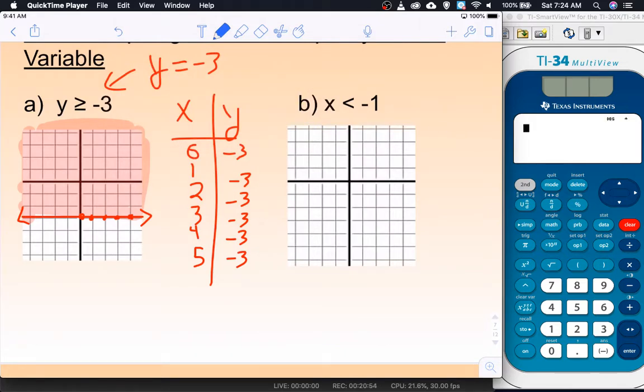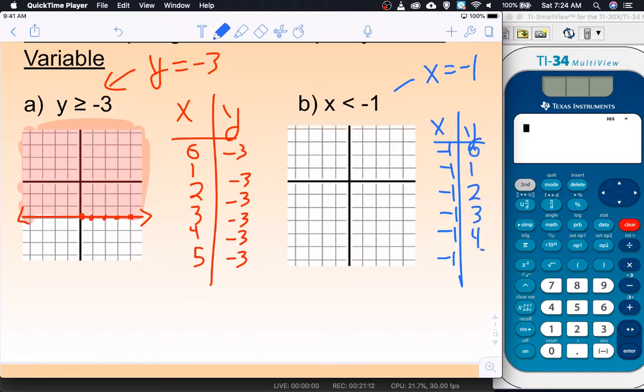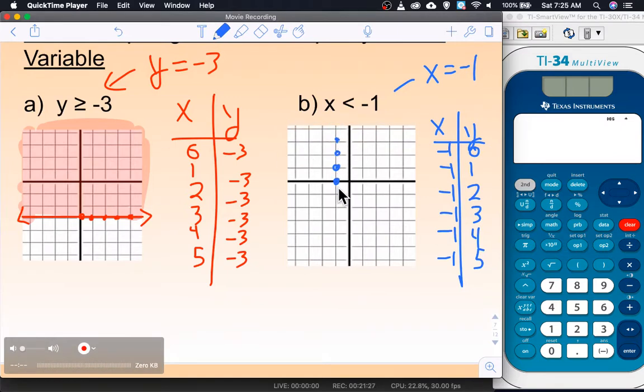Letter B. XY table. I'm really thinking about the line x equals -1. So -1, -1, -1. Just throwing a bunch of them in there. The y values are allowed to be anything we want, so I'm just going to do this again because it's easy, it's quick. So -1, 0, -1, 1, -1, 2, -1, 3. Okay, I have enough that I can see the pattern. It's going to be a vertical line right here. My line needs to be a dotted line. There's no or equal to, so I'm going to make a dotted line.